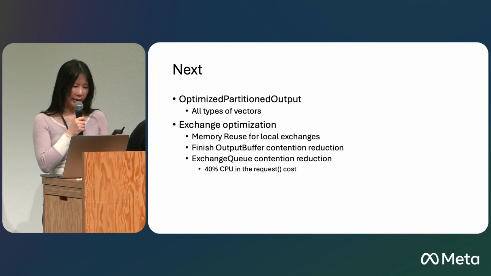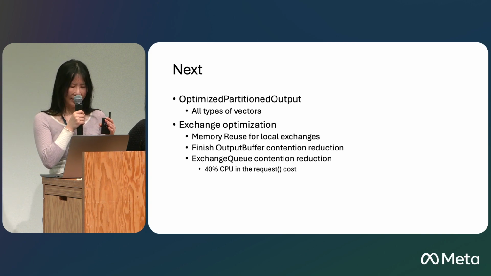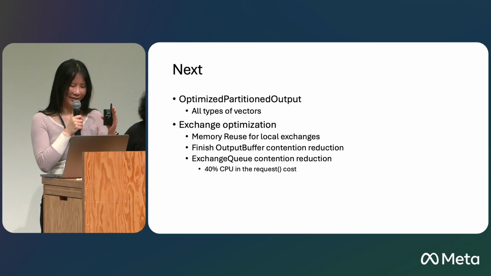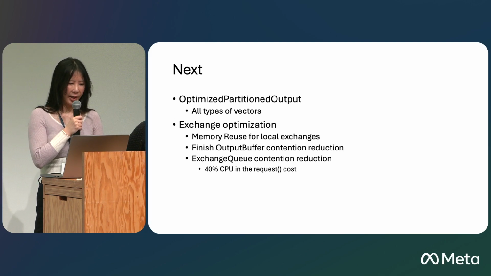The next steps include covering all data types and all types of vectors. We currently don't have map yet, and also the delta, or I forgot the name, and also constant and nulls. I'm also working on the exchange side, the receiving side.